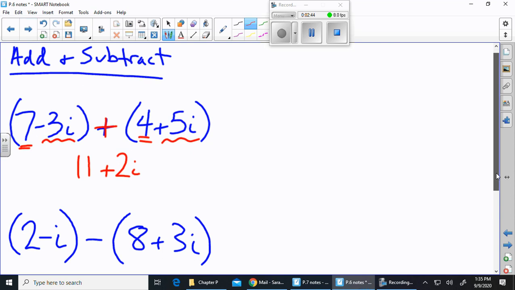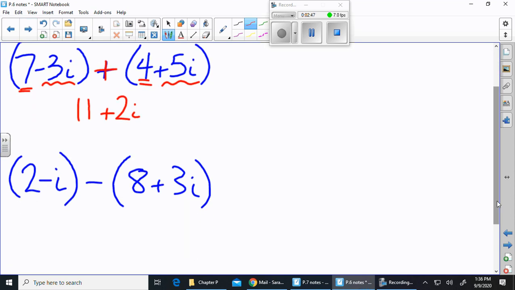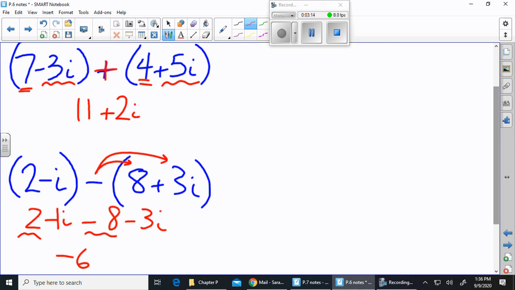With subtraction, I always talk about distributing my negative sign. So, my first one stays what it is, but this negative goes to both of those. So that becomes a -8 and a -3i. Now do what you see. 2 minus 8 is -6. -1i minus 3i is -4i. So adding and subtracting put together like terms.